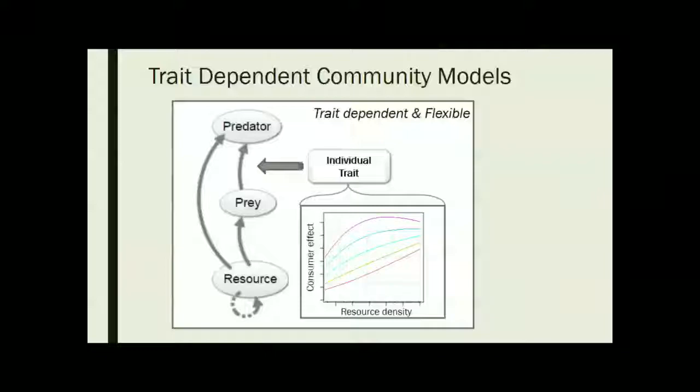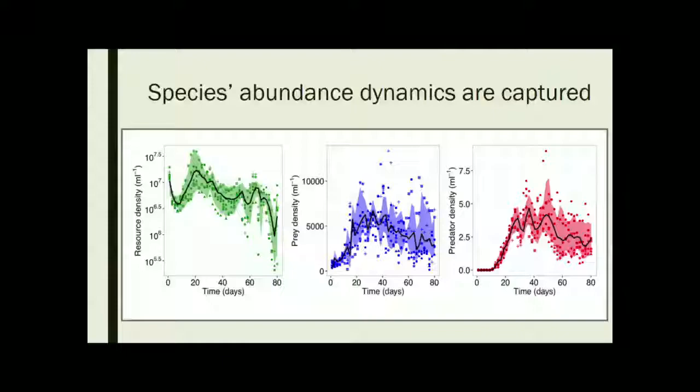And so after we parameterize this model, we find that the species abundances can be well captured. On the left here, we have the resource dynamics. In the middle, we have prey dynamics. And on the far side, the predator dynamics.